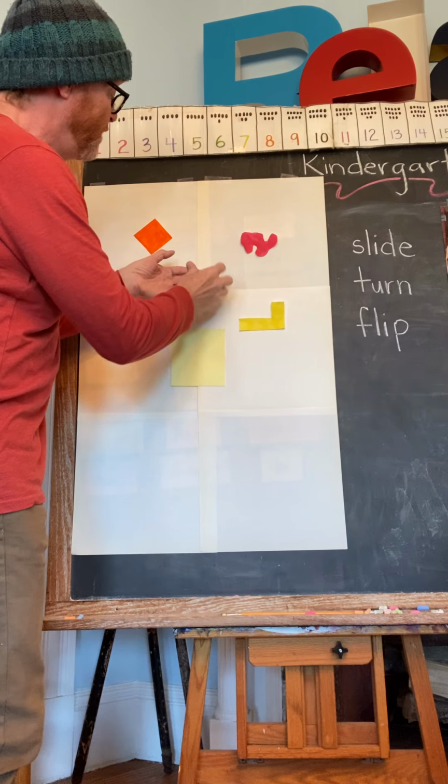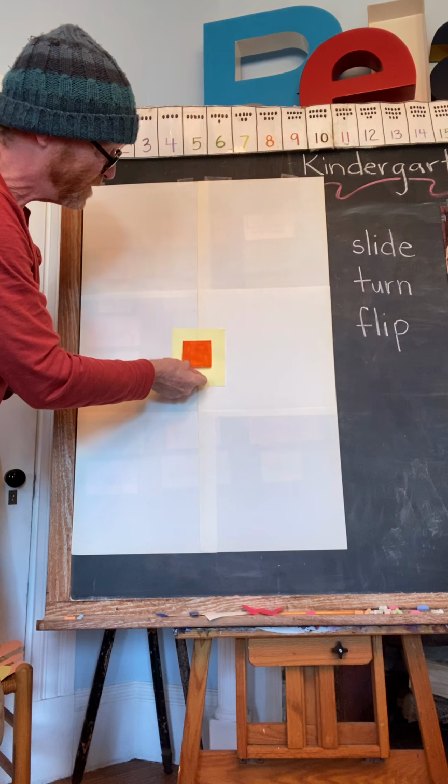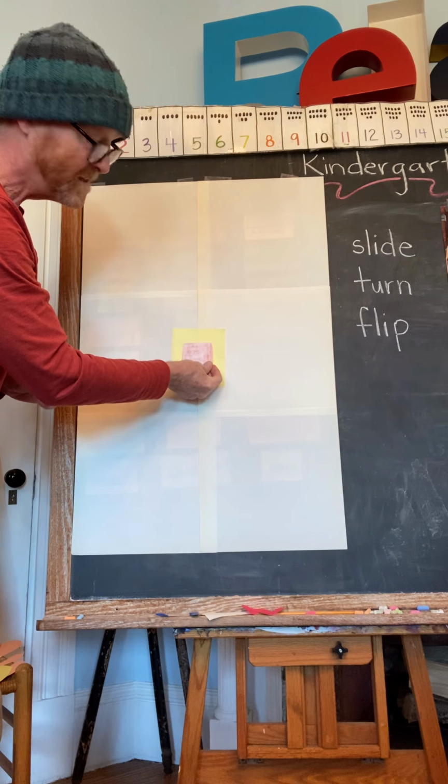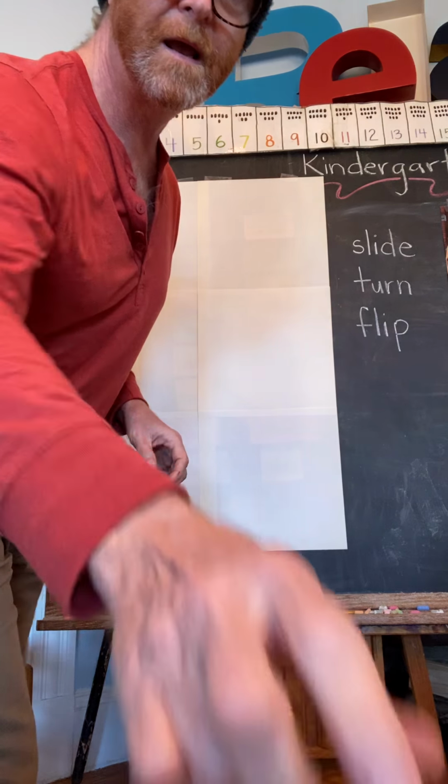Here we're going to take our square, which really looks more like a diamond right now, or a rhombus, and I'm going to flip it. After flipping it, we can still turn it and slide it. Is it still a square? What do you think? Is it a square this way? And is it still a square or still a rhombus? Let's think about that.